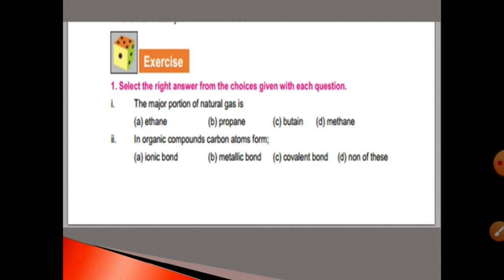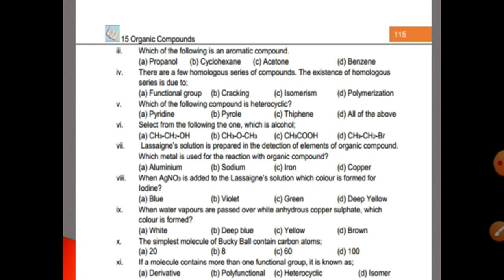In organic compounds, carbon atom forms ionic bond, metallic bond, covalent bond, none of these. All the organic compounds form covalent bonds. Correct answer is covalent bond. Which of the following is an aromatic compound? Correct answer is benzene. Benzene is an aromatic compound.